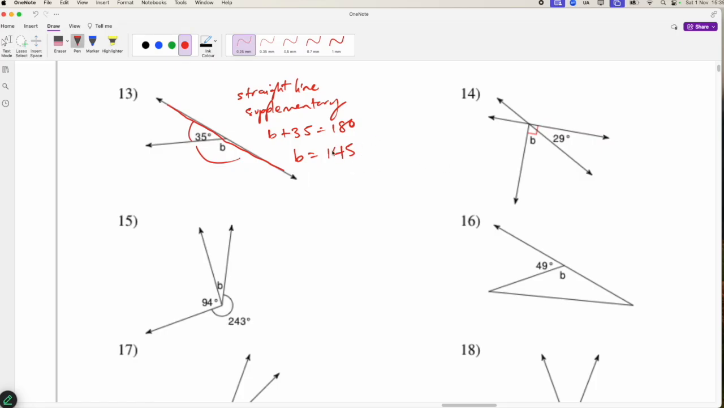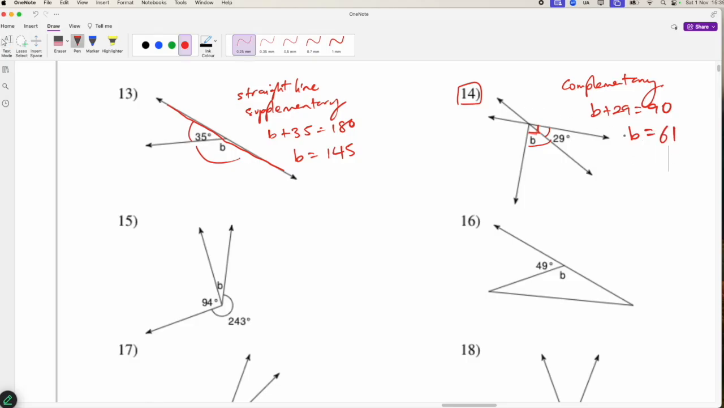Any questions on it? Fellas, I hope you're all seeing this. You can see that I have number 14 here, and this is the right angle. So I want to find these two, and these two here are complementary. Once you have a right angle involved, B plus 29 is 90. So B is going to be 61.